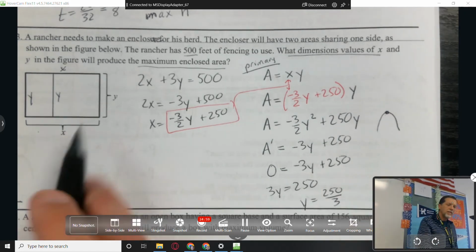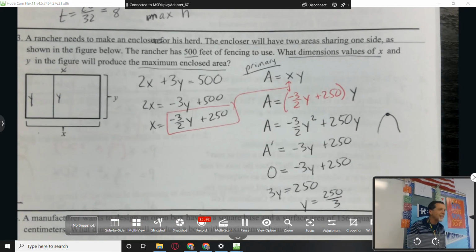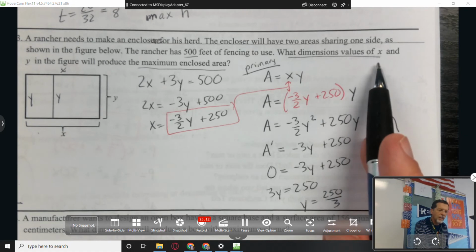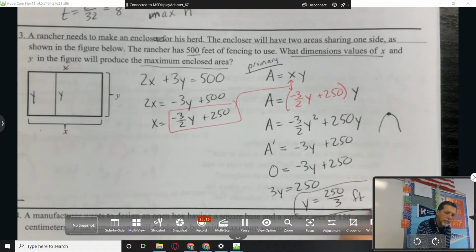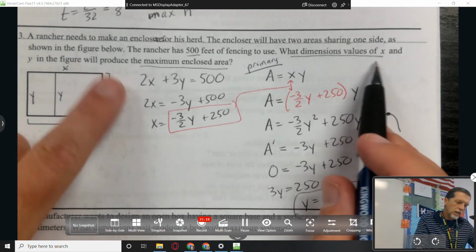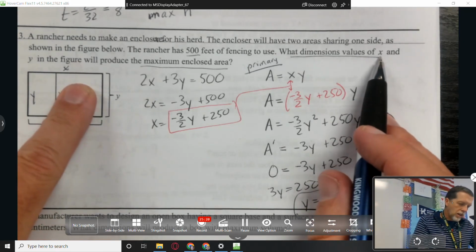Although this rancher probably wants to know what that is if he's trying to measure out his fence. But we'll leave it as 250 over 3. Have we answered the question? No. What dimensions of X and Y. Okay, so I got Y, so I'm halfway there.